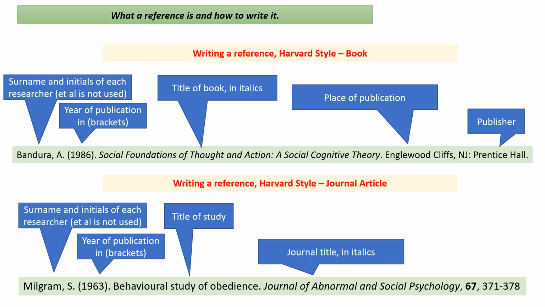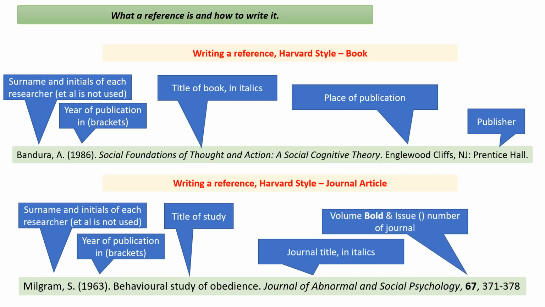We then have volumes and issues. It's unlikely you'll need this information for A-level, but if you're looking back on this to see how to Harvard reference, volumes are a larger collection of separate issues. So each individual issue might have a small range of articles within it. And finally we say what the page numbers are that you'd find this particular study in. So in this case we have Milgram, S for Stanley, brackets 1963, Behavioural Study of Obedience in the Journal of Abnormal and Social Psychology, volume 67, page numbers 371 to 378.